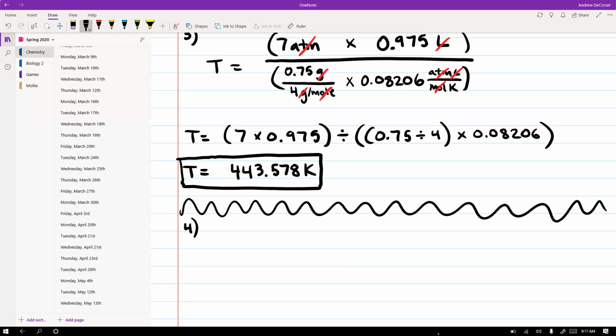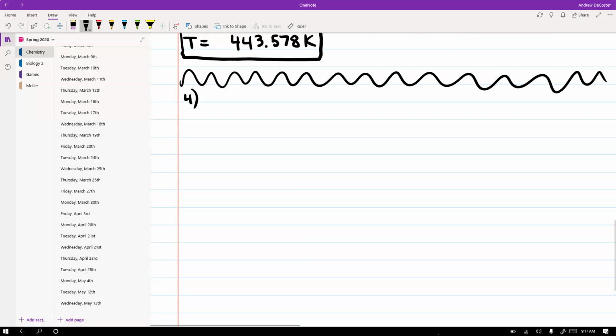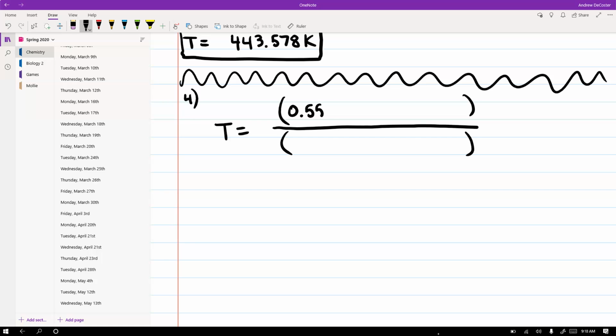All right, number 4. A 2.45 liter bottle is filled with 5 grams of argon gas at a pressure of 0.55 atm. Calculate the temperature of the gas. Okay, so temperature is equal to pressure times volume divided by N times R. So P is pressure, and that's 0.55 atm.